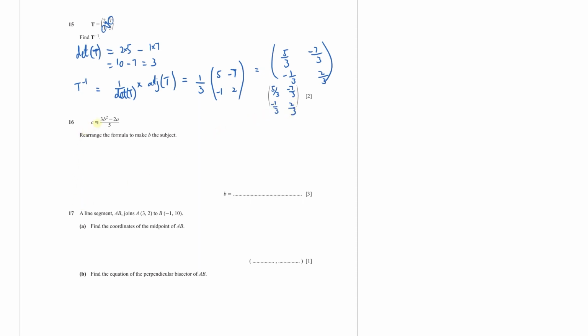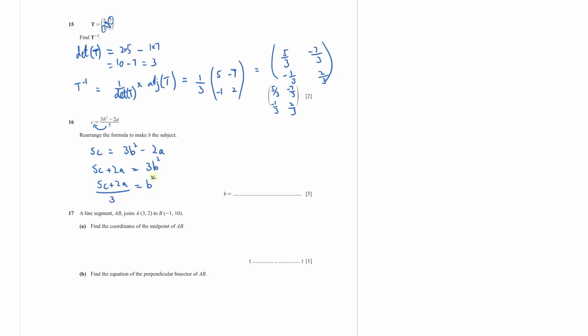Question 16 is C equals 3b square minus 2a over 5. Rearrange the formula to make b the subject. So to make b the subject, first I will take this 5 to the other side. So this will become 5c equals 3b square minus 2a. Then I will take this 2a to the other side. So this will become 5c plus 2a equals 3b square. Then I have to divide by 3. I'll take this 3 to the other side. So this will become 5c plus 2a over 3 equals b square.